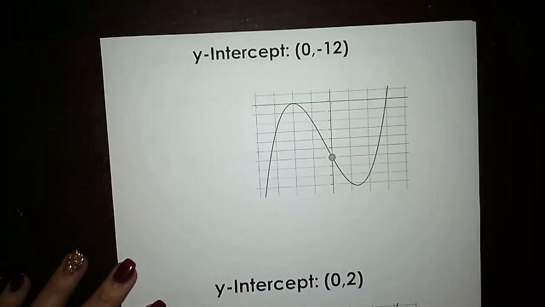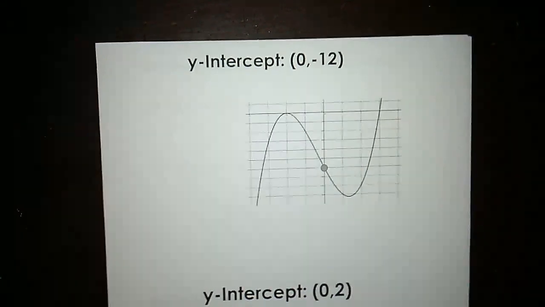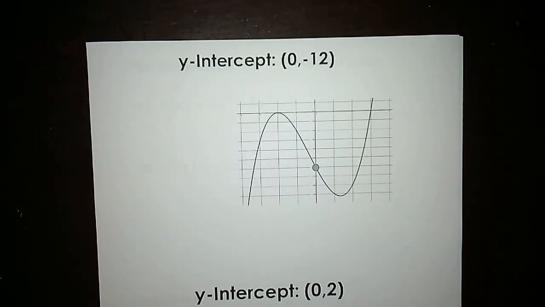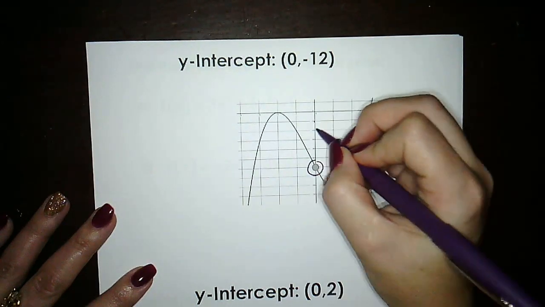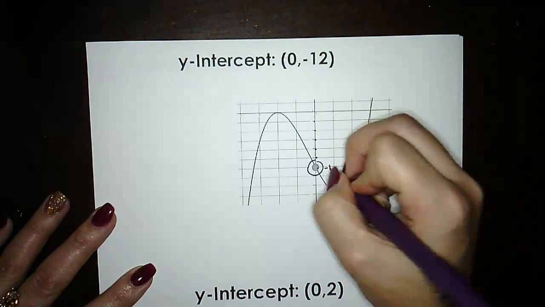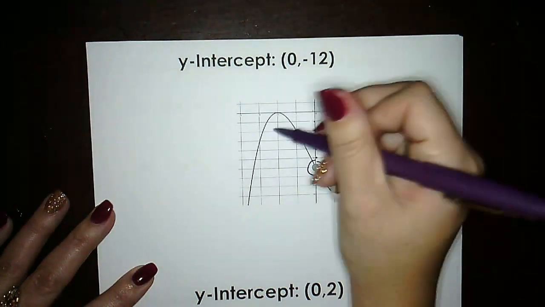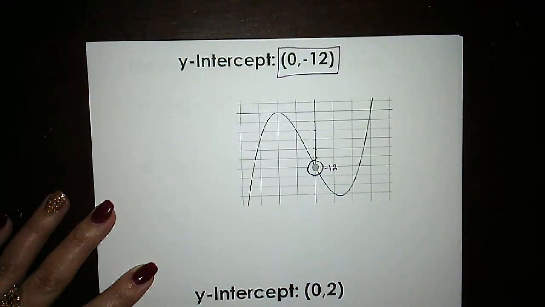So when we look here, for this example, we're going to look and see where the graph crosses the y-axis. And it crosses it right down here. It's going by 2s, so -2, -4, -6, -8, -10, making this -12. So it intercepts the y-axis at -12, so my coordinate is (0, -12).